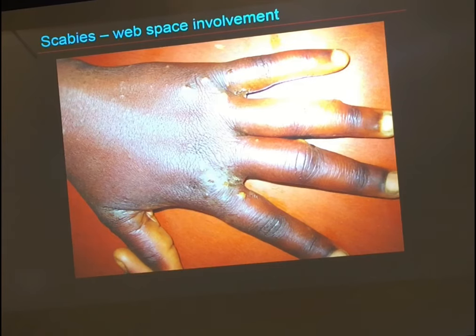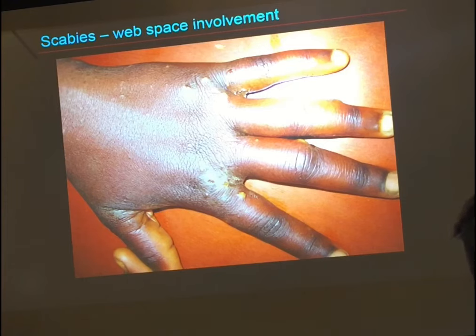So you look at the web spaces, you look at the genitalia, and those are the areas where you see linear pustules or linear vesicles, and those are burrows. That's where you want to scrape for the mite. Anytime you're suspecting scabies, look for burrows in the web spaces and look for involvement of the nipple area and the genitalia. The itching is usually more at night with scabies. That's another key thing to remember.